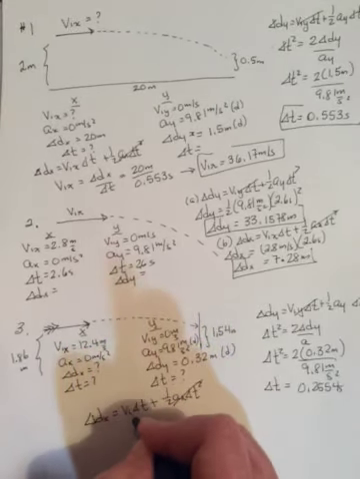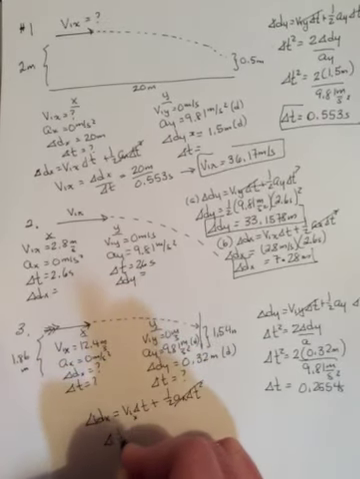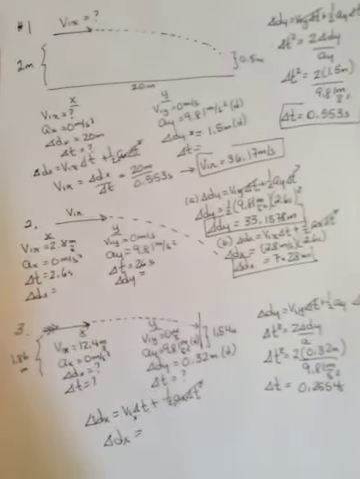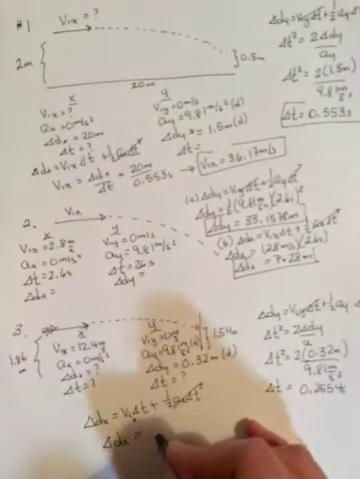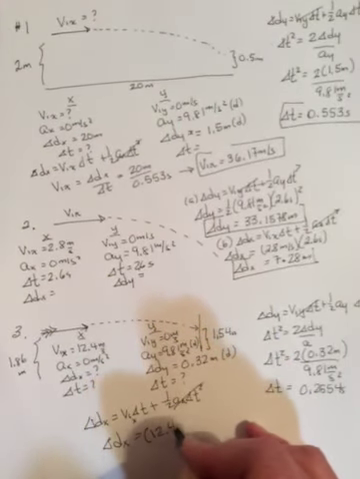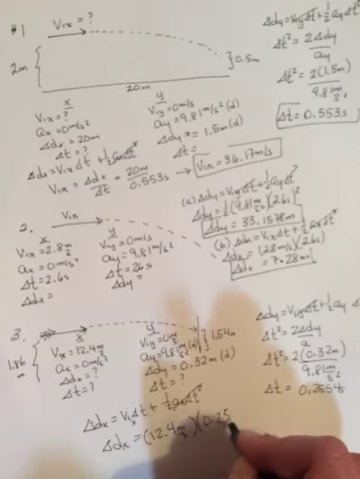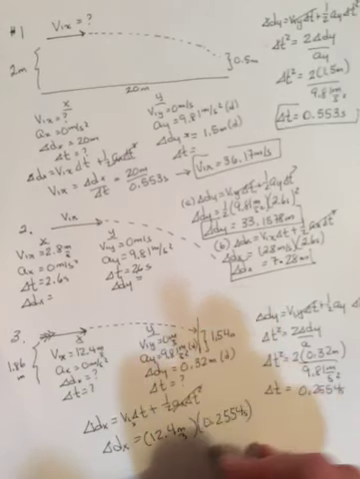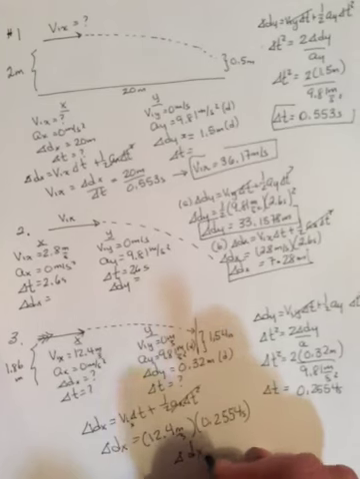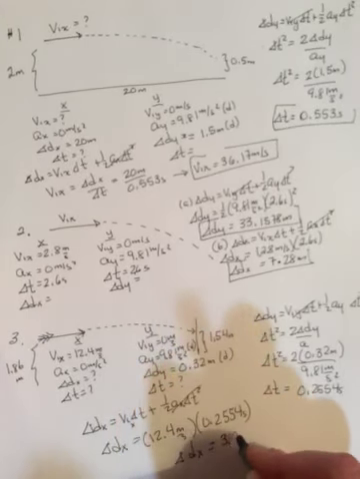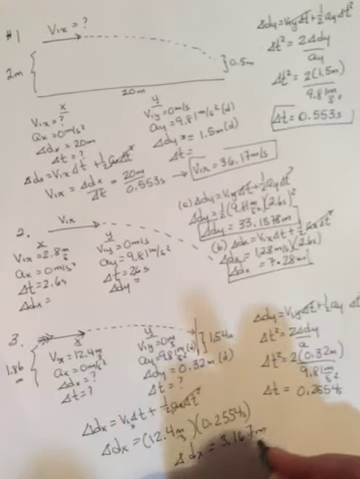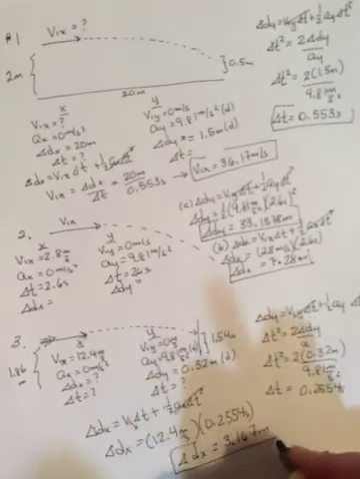Then go to delta dx is equal to VIX delta t plus 1/2 AX delta t squared. The AX term goes to 0. So delta dx equals the VIX was 12.4 meters per second times the 0.2554 seconds we just found, and you get a delta dx of 3.167 meters. Okay, number 3.